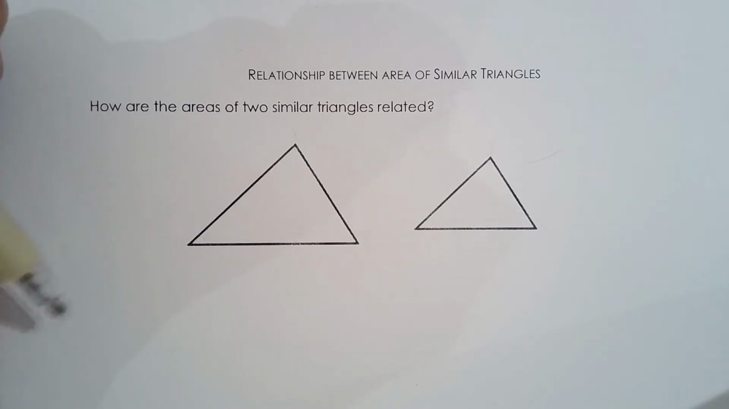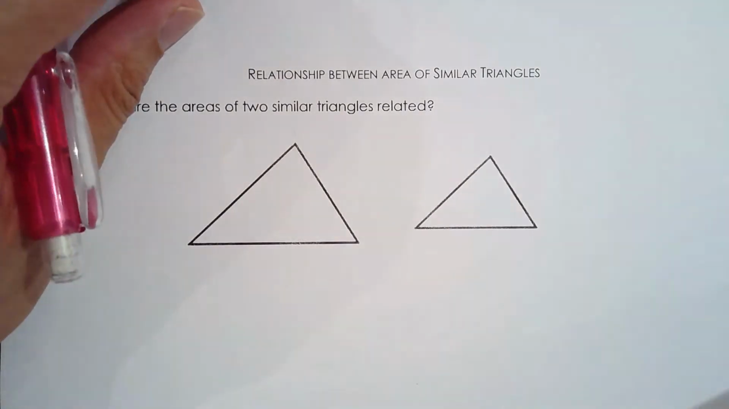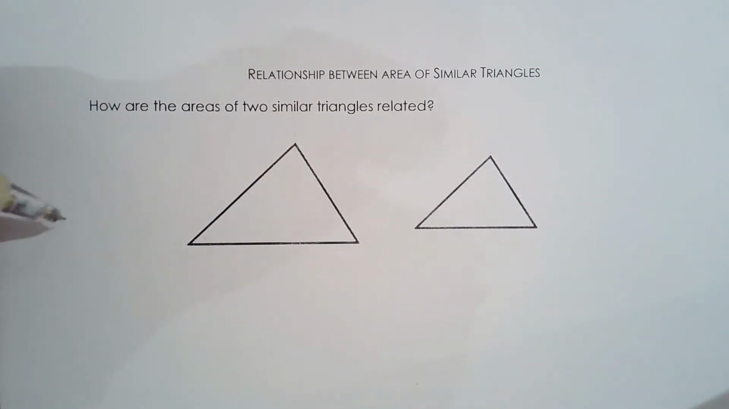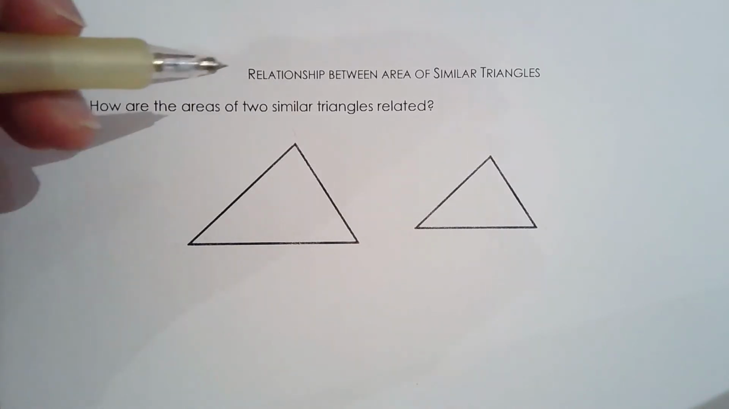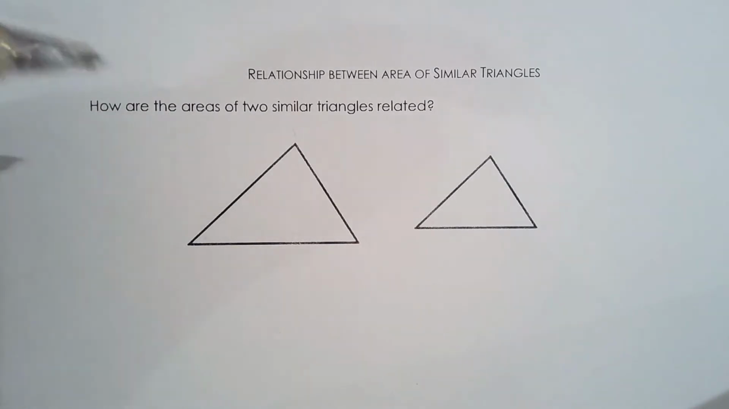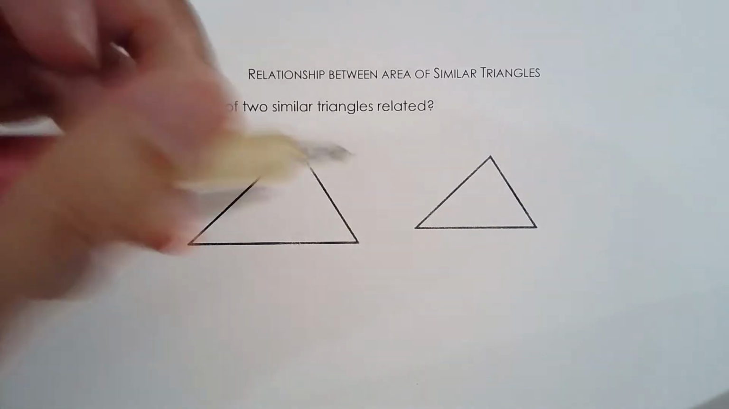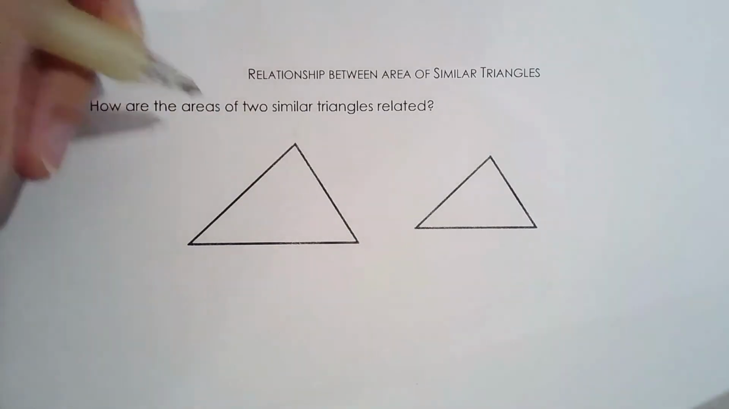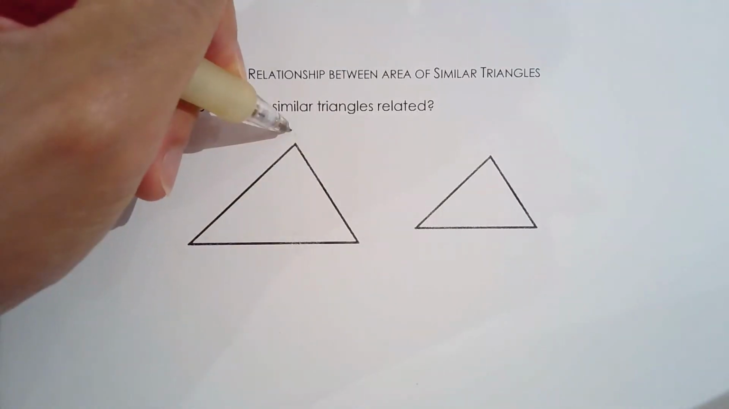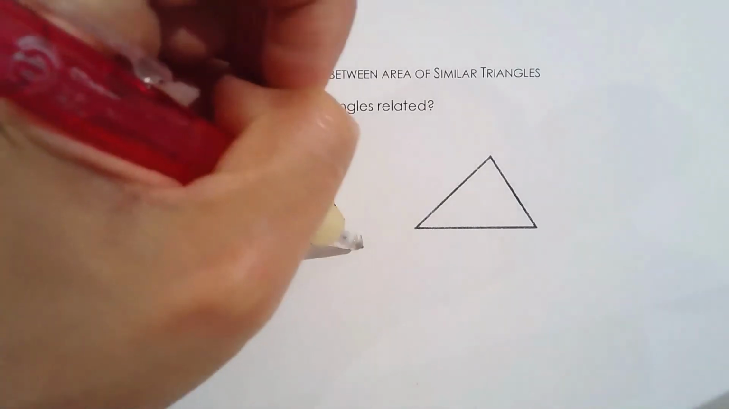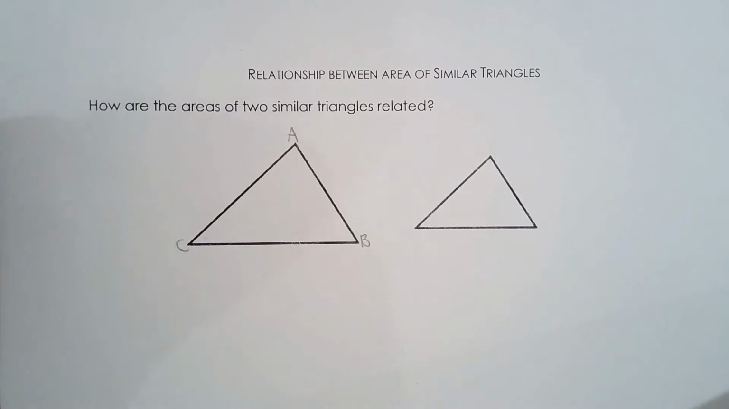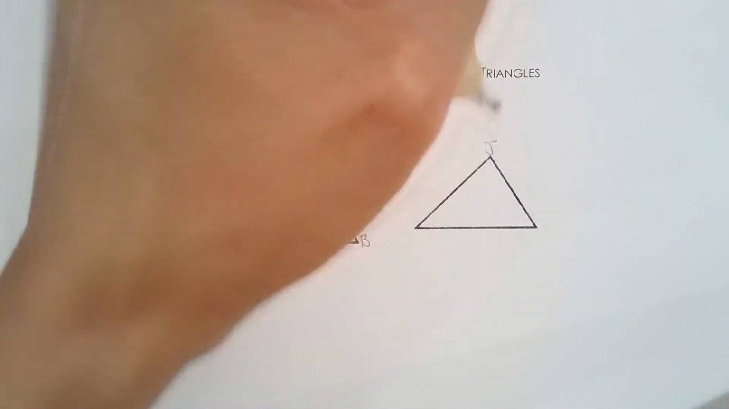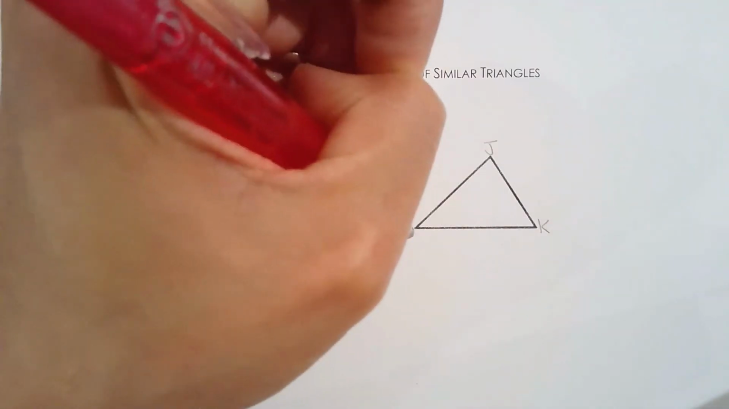So what I've done here is I've drawn two triangles, and of course we are going to say that these two triangles are similar. So hopefully we can develop the relationship between the areas of two similar triangles by studying this diagram here. So let's add some notation here. Let's say this triangle here is triangle ABC, and let's say the smaller one is triangle JKL.